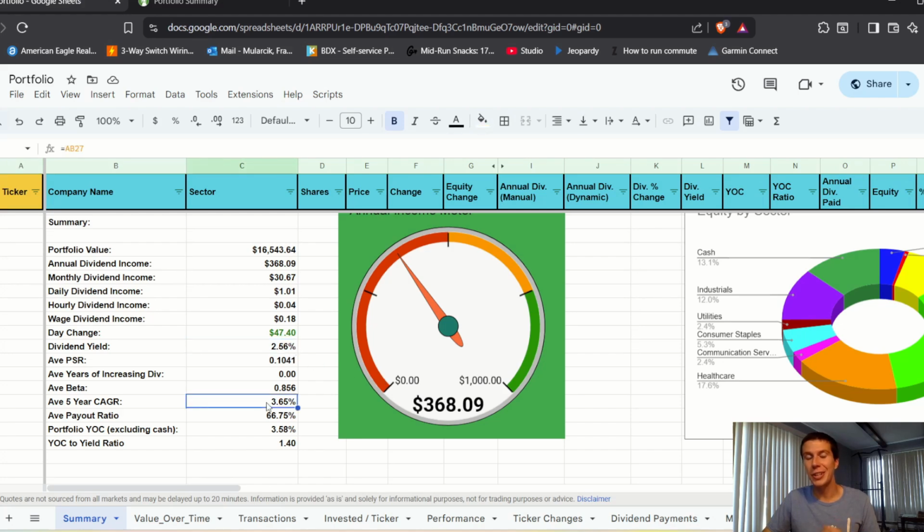5-year dividend CAGR, this says it's 3.6%, but for a few reasons it's higher than that, but I still think it's probably not as high as I would like it. And in my new portfolio spreadsheet that I'm working on, I have some fixes and methods to get a more accurate picture and data for the 5-year dividend CAGR metric, because for me that's something that's really important and I look at a lot.